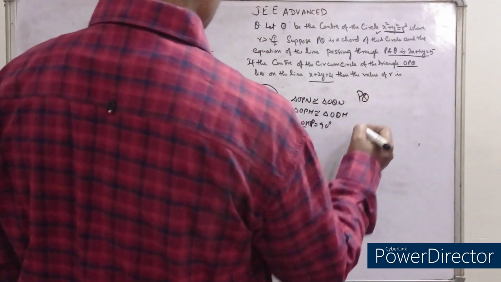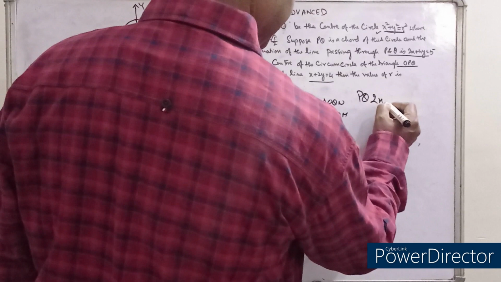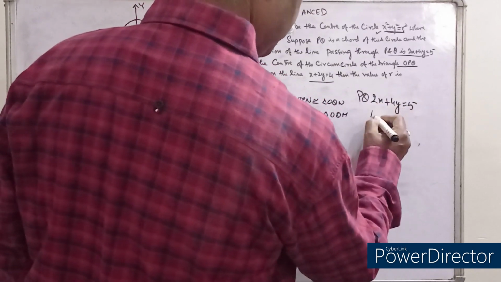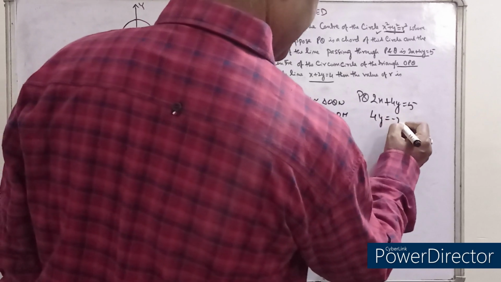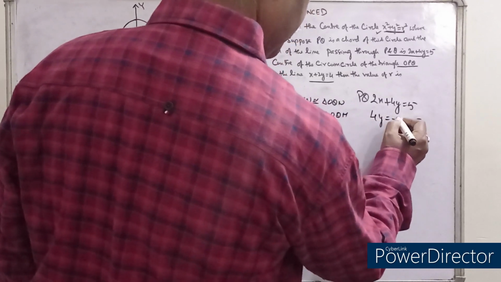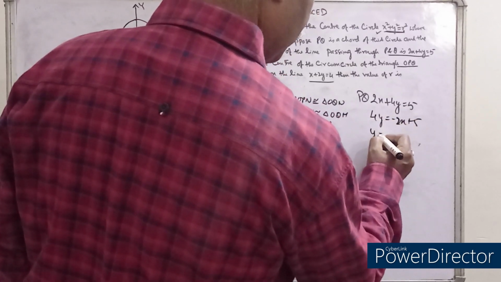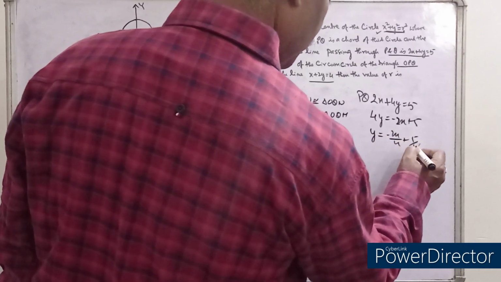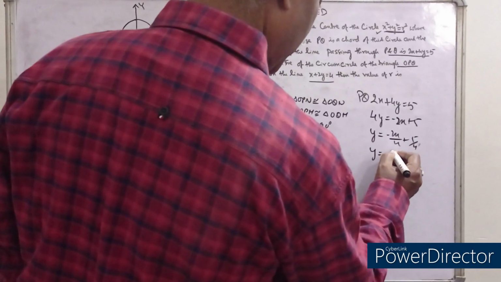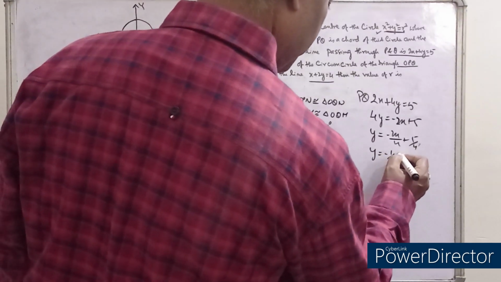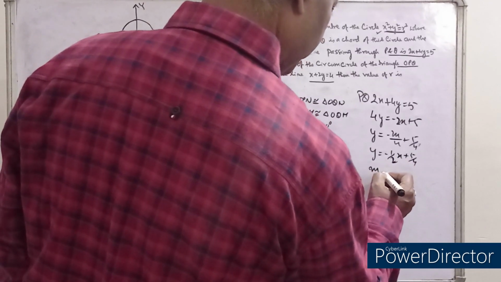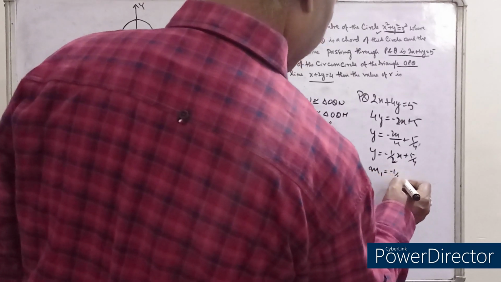For PQ, that is 2x plus 4y is equal to 5. So 4y is equal to minus 2x plus 5. So here y will be equal to minus 2x by 4 plus 5 by 4. So y will be equal to minus 1 by 2x plus 5 by 4 here. So your slope here is minus half.